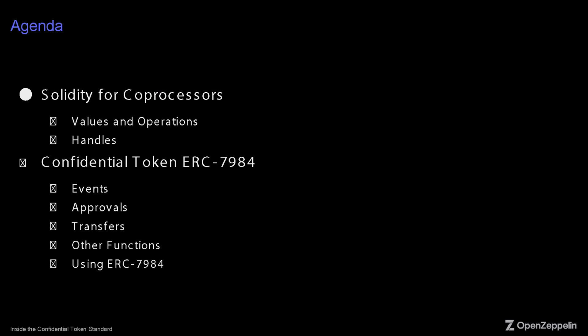So here's our agenda. We're going to start with a bit of an overview on the technical aspect of how coprocessors work, so we'll be able to understand the decisions that we made with 7984 a little bit better.